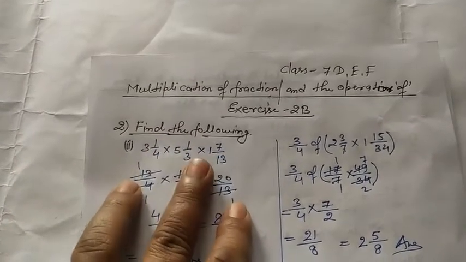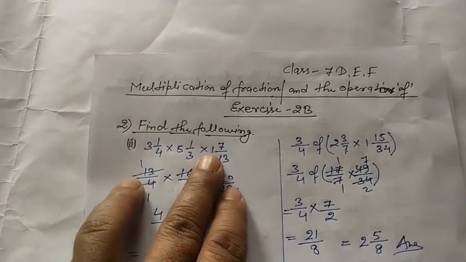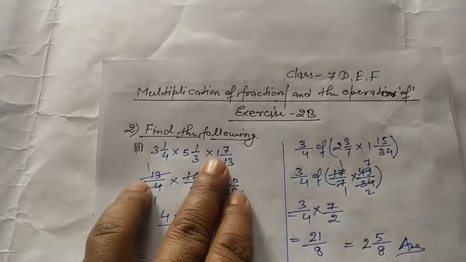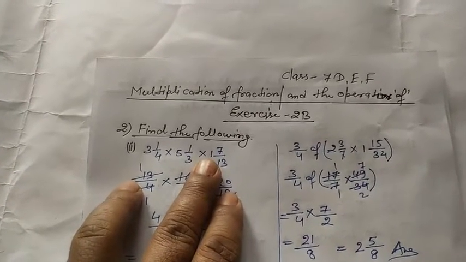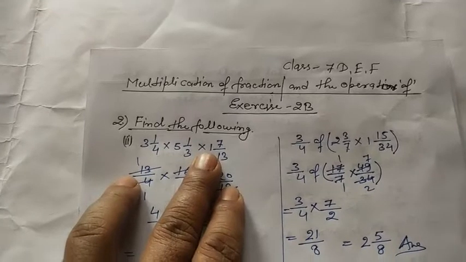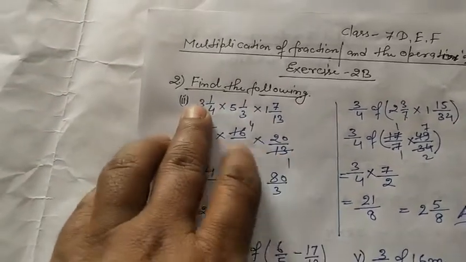When we solve the brackets, first we solve the line bracket, after that the small bracket, then the curly bracket, and after that we solve the big bracket or the square bracket. So we also follow the BODMAS rule. So look here how we solve the problem.